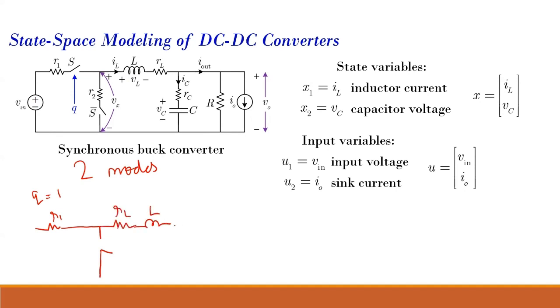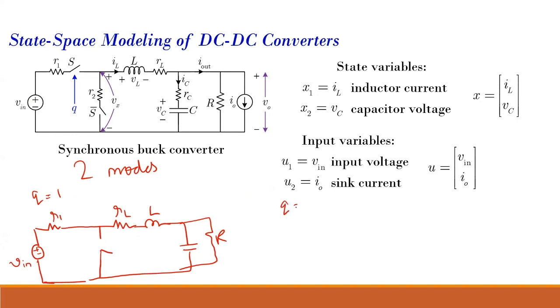This is my inductor L. This is my capacitor. Let us just ignore some resistor. And this is my resistor. Okay. This is my model of the buck converter when Q is equal to 1.